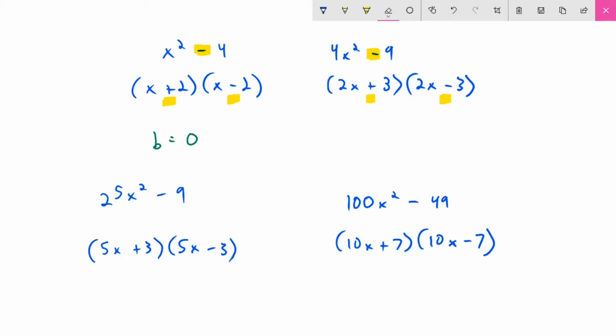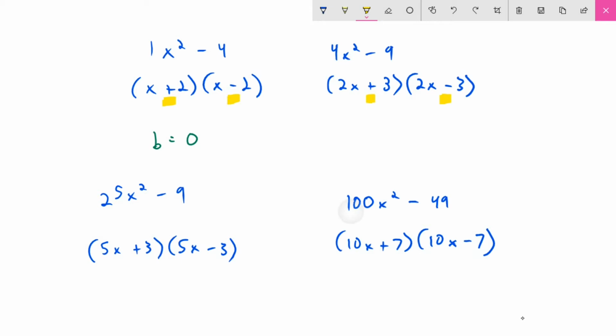Some people might notice that all of the terms here are perfect squares. You see right here, we have an invisible 1. 1 is a perfect square. 4 is a perfect square. 4 right here is a perfect square. 9 is a perfect square. 25, 9, 100, 49. And then our terms inside our parentheses, look at this.